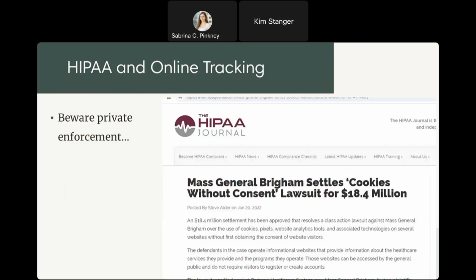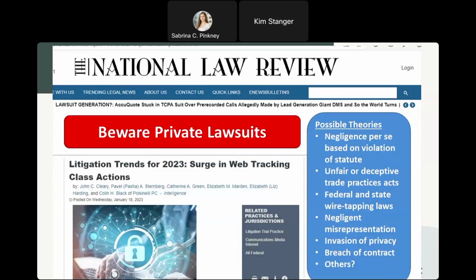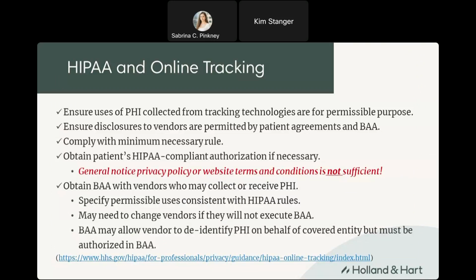And, as a practical matter, I can't imagine the government really going after many hospitals or healthcare providers for violation of these rules, given the ambiguous nature of the guidance. But there's a potential. Even if you're not worried about the government coming after you, you need to be worried about private enforcement, because remember that case that started it all? And I noted in a recent article in the National Law Review that there's this trend of web tracking class actions. So be aware of making sure that your tracking technologies are compliant with HIPAA.